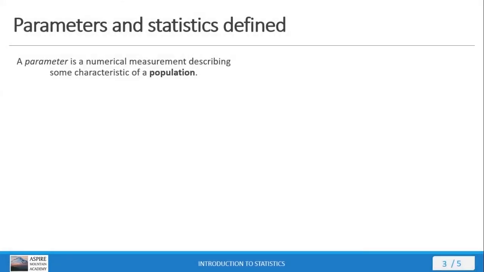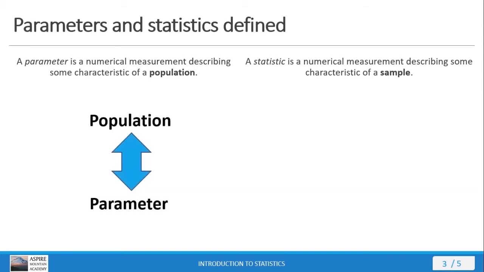First, we need to understand the difference between a parameter and a statistic. A parameter is simply a numerical measure describing some characteristic of a population. On the other hand, a statistic is a numerical measurement describing some characteristic of a sample. So, parameters go with populations and statistics go with samples.